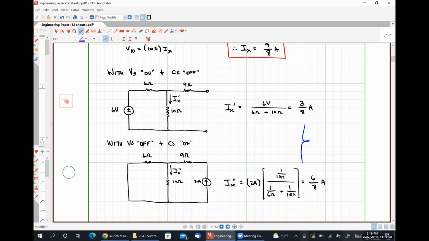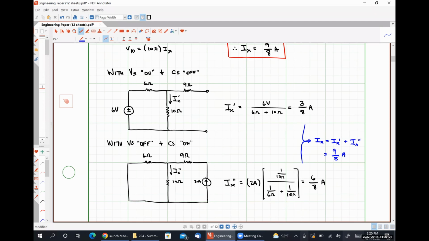What I'm going to do now, I'm going to do this in blue, is I'm simply going to combine these results. So IX should be equal to IX prime plus IX double prime, or 3/8 plus 6/8, which is 9/8 of an amp. This exactly matches the result we got with both of our sources on at the same time. But I would argue that the analysis that we had to do was easier when we use the superposition principle for this particular circuit.